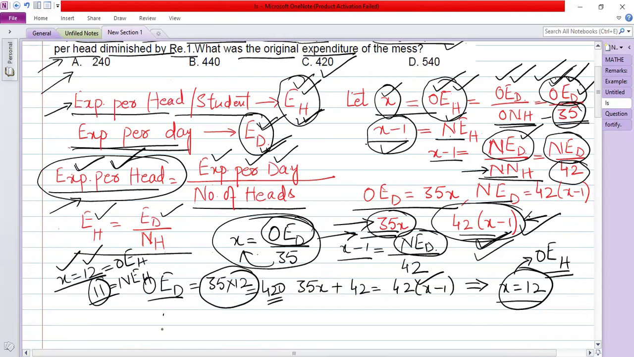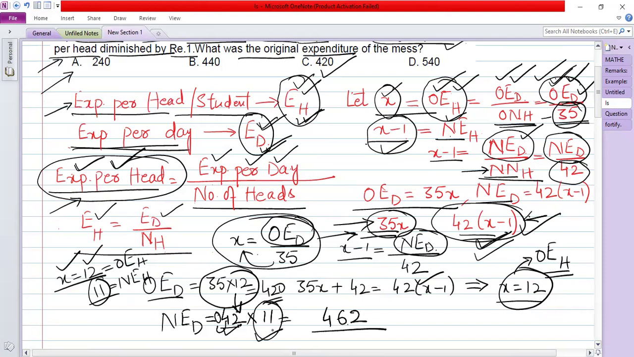So here, NED, the new expenditure, obviously will be nothing but 42 into 11, because the new number of students into the new expenditure per head. If you calculate this, first I will write the unit digit 2. Then 4 plus 2 is 6. Now, next to 4, it is 0. So 4 plus 0 is 4. 462. Actually, this is the way to multiply a number with 11.